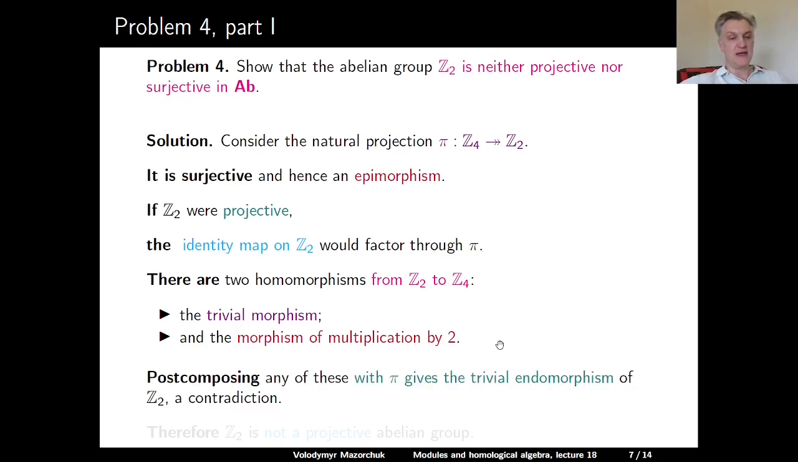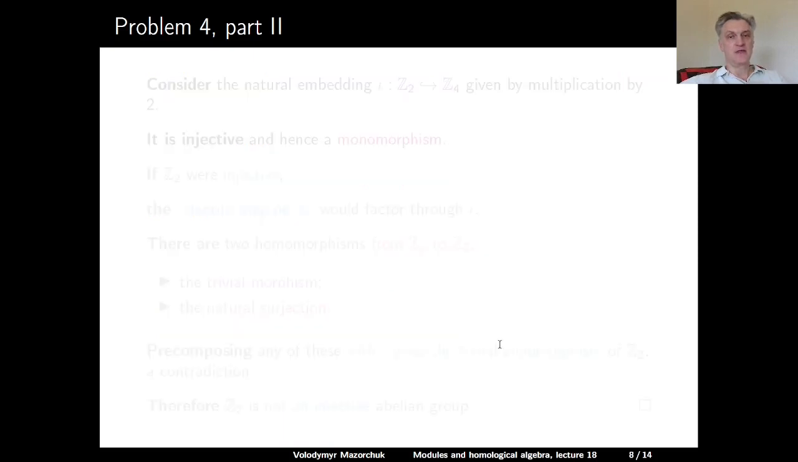And postcomposing any of these two morphisms with pi gives the trivial endomorphism of Z2. So we cannot factor the identity map on Z2 through pi. This is a contradiction, and this shows that Z2 is not a projective abelian group. Now let us prove that Z2 is not an injective abelian group either.